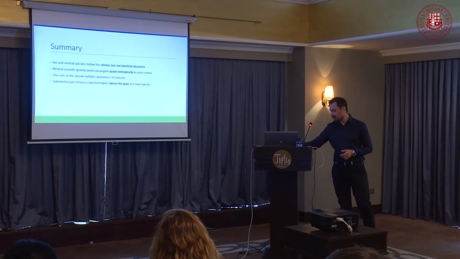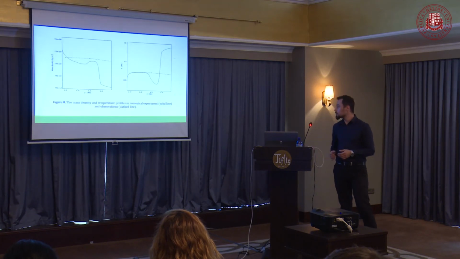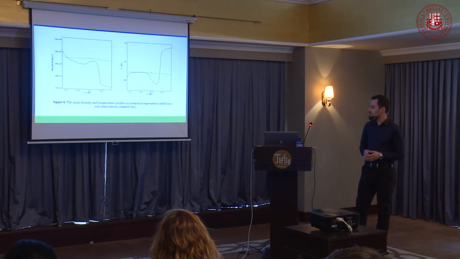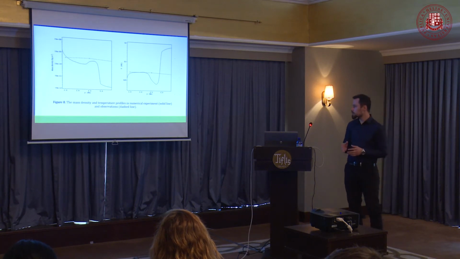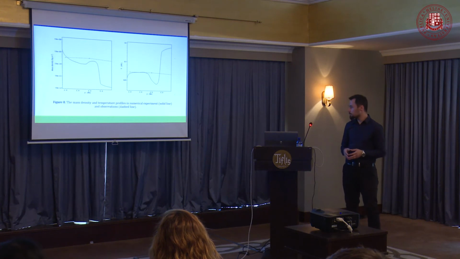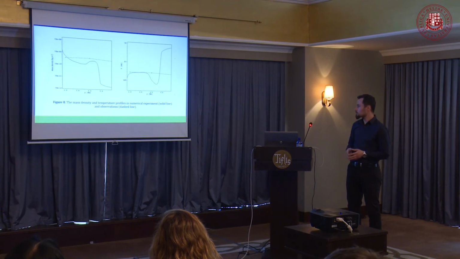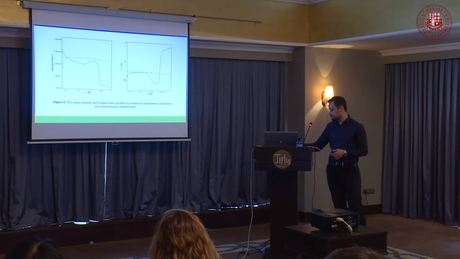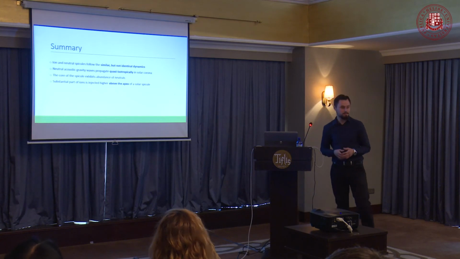So just after the summary, maybe one more part: here are some of our first comparisons between our numerical results and some observations. Observations are the dashed line, and our results are this bold line. These are profiles of temperature, and they match quite well. So I think that's it.